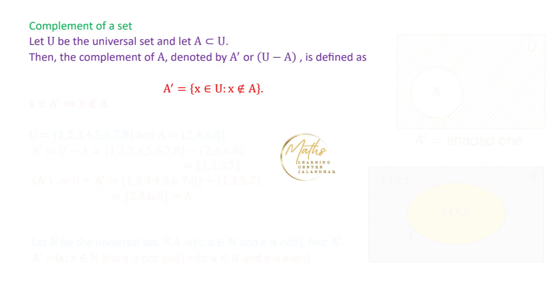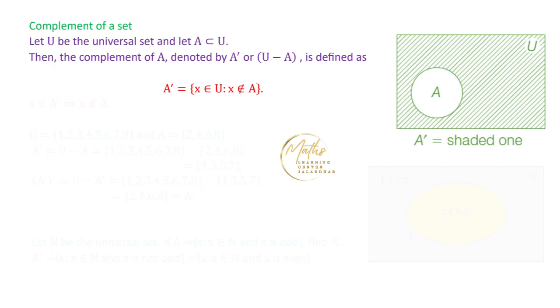So look at this Venn diagram over here. This is the universal set. This is the set A inside it. So complement of A means those elements of the universal set which are not present in A. It means we are talking about the region outside this set A. So what we can infer from this is that if x belongs to A complement, it means that x does not belong to A.